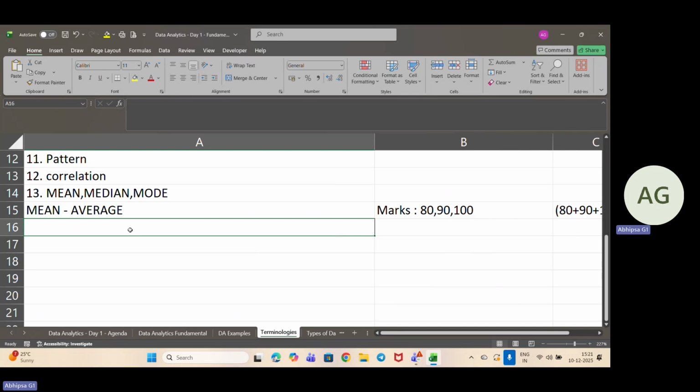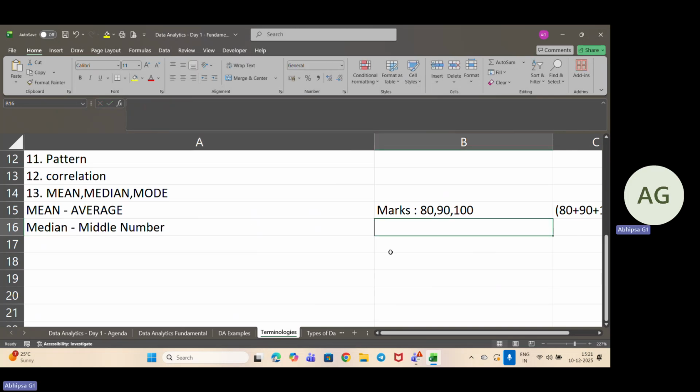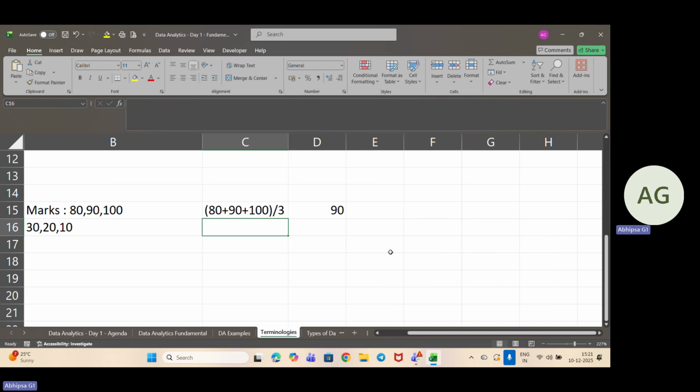Now coming down to the median. Median means the middle number when sorted accordingly. Okay, let's check some numbers like 30, 20 and 10, but not sorted accordingly. So we will be sorting that in ascending order. Since it is three numbers there is no major difference, but majorly we need to sort that accordingly.